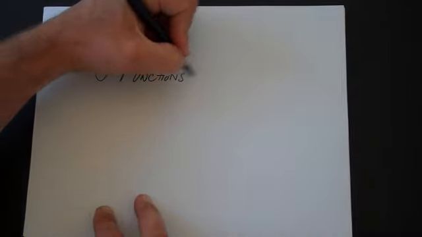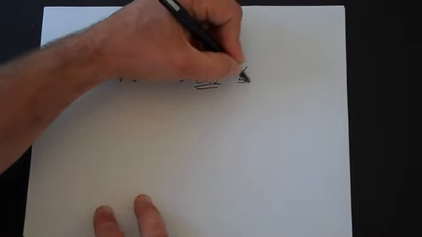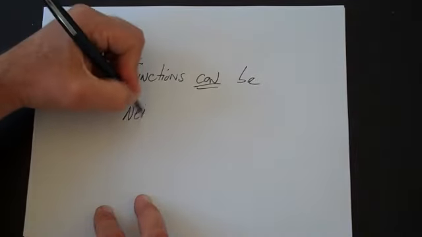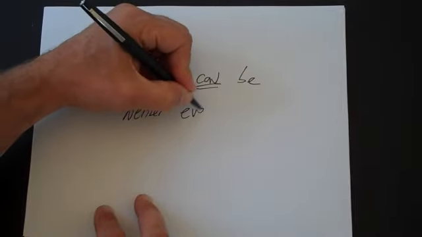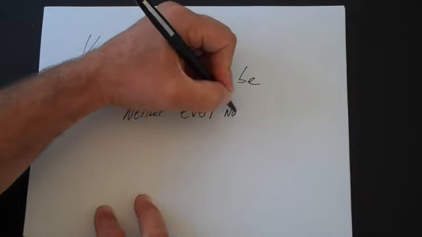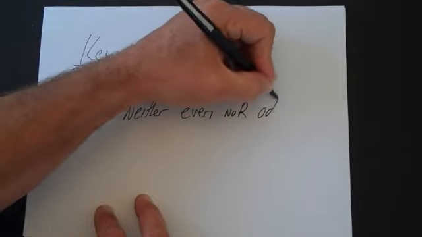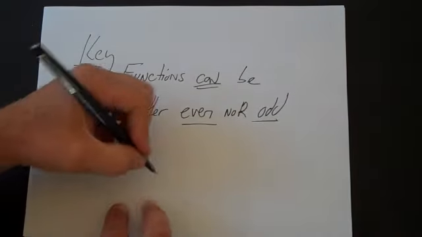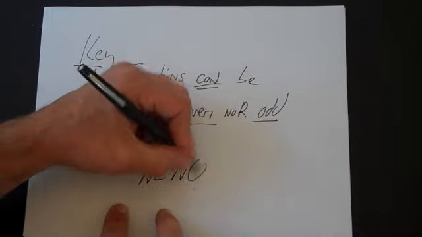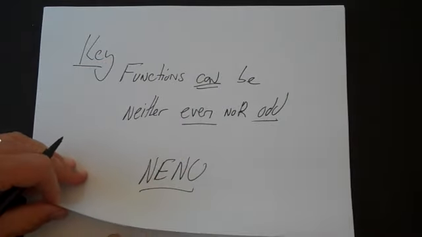Here's a key point, and be very careful here. Functions are either even, odd, or neither. And people forget that. So they can be neither even nor odd, and that's simply called neither even nor odd. Sometimes that's called N-E-N-O, neither even nor odd. So let's do some examples. And then there's a following video that'll do some more examples.